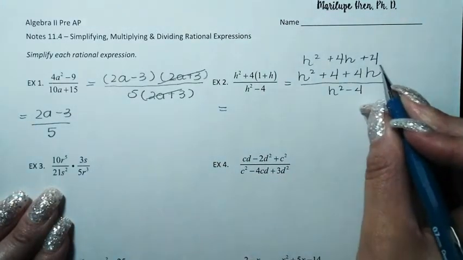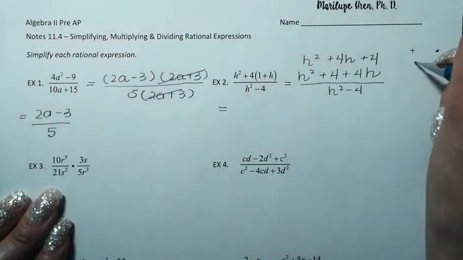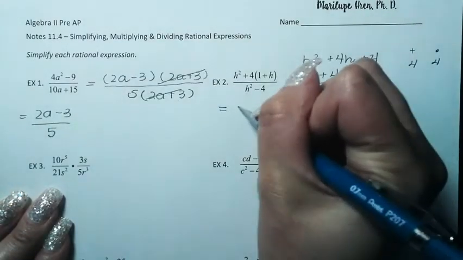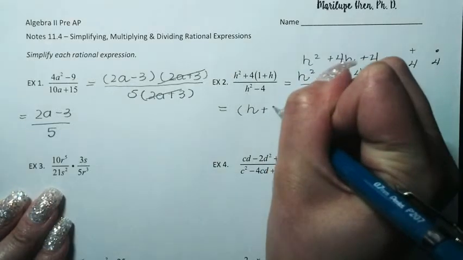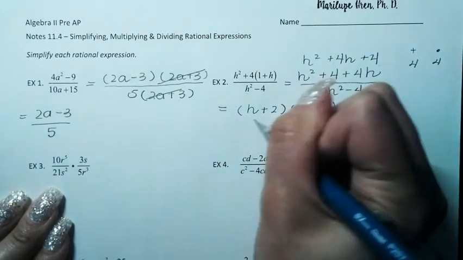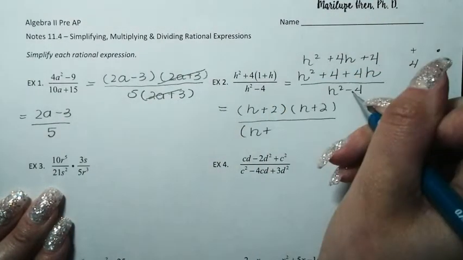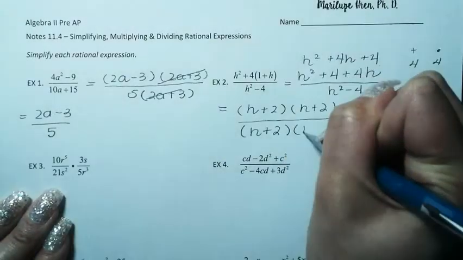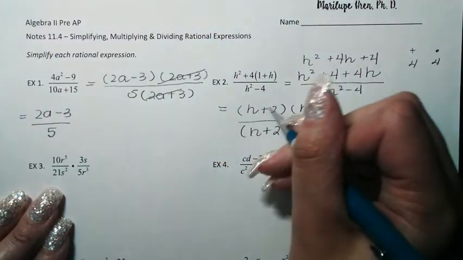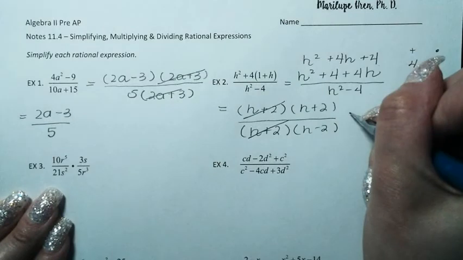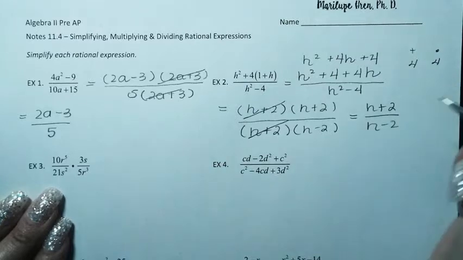So you can see the pattern, and you can tell me two numbers that when you multiply them give you 4, and when you add them give you positive 4. Well, that's pretty simple because it's going to be h plus 2 times h plus 2. So you have your numerator factored out. Now the denominator, you recognize that it's a difference of squares, so you have h plus 2 times h minus 2, and in this situation you can cancel. You can cancel h plus 2 with h plus 2, and your resulting expression is h plus 2 divided by h minus 2, and that's it.